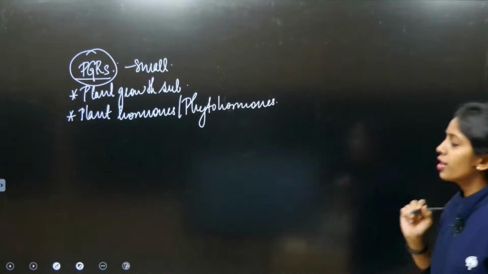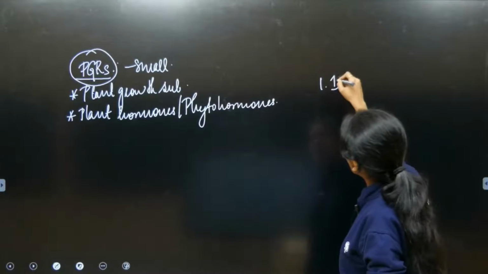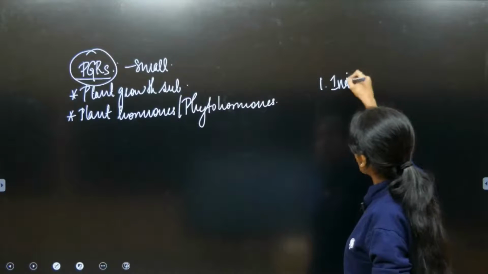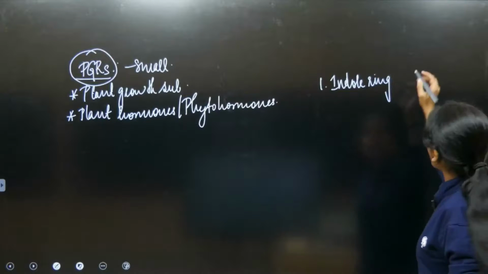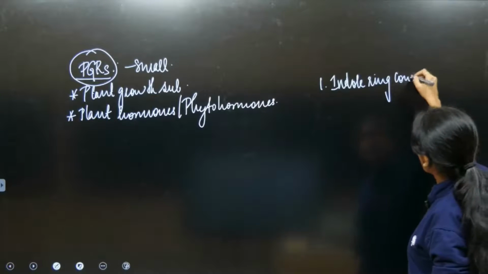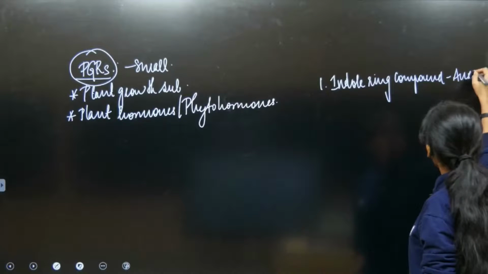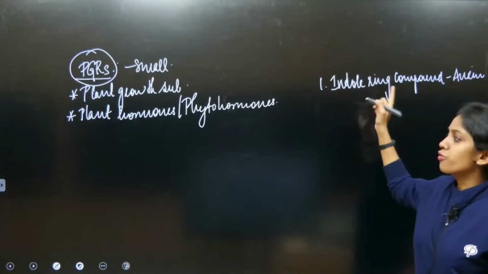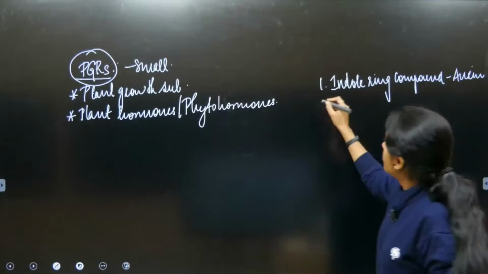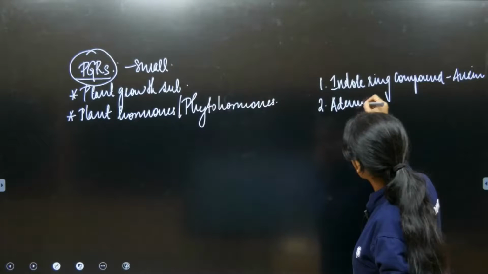So what are the different types of PGRs? The first one is indole containing compound. The indole ring is a ring like your aromatic ring. So the indole ring compound is your auxin. Auxin is a type of plant growth regulator which consists of an indole ring. Okay. The next one is which contains adenine derivative.